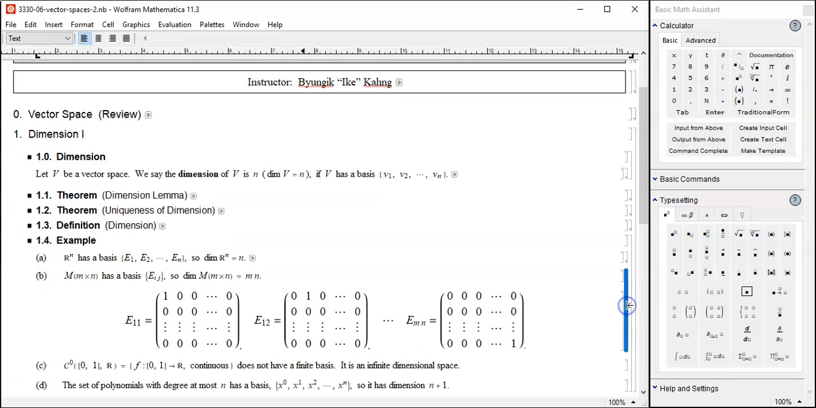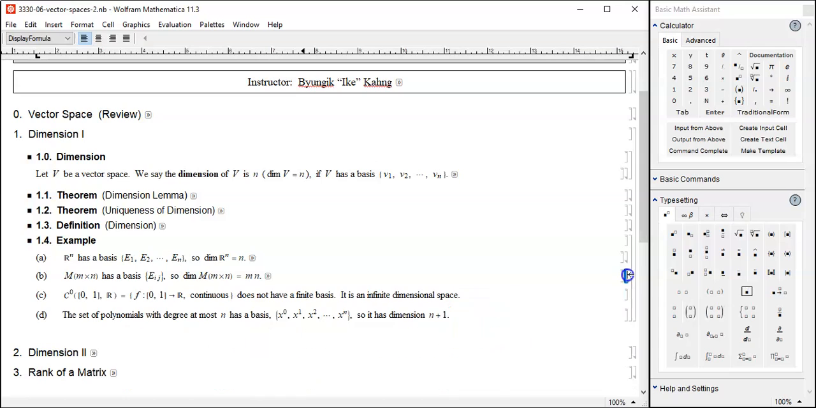How about the next example? The space of m by n matrices. Similarly, we have all these matrix spaces, because there are m times n slots. Just 1, 1, and then everything else is 0. So we have an m times n dimensional vector space. The dimension concept is not always valid here.